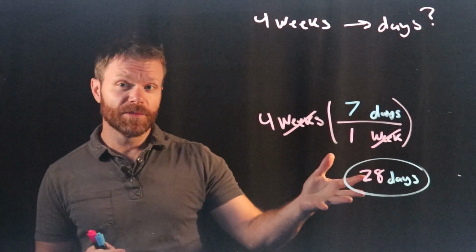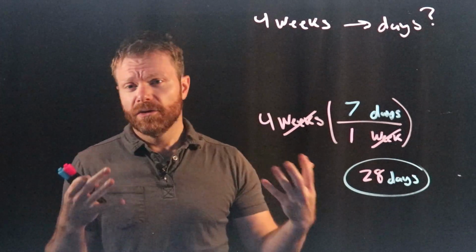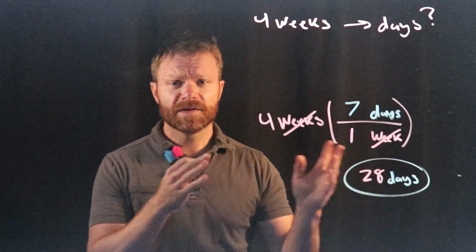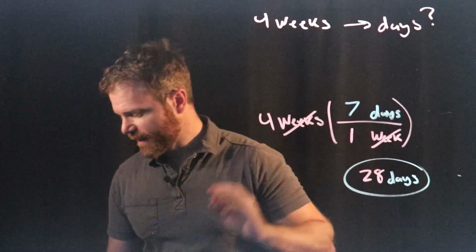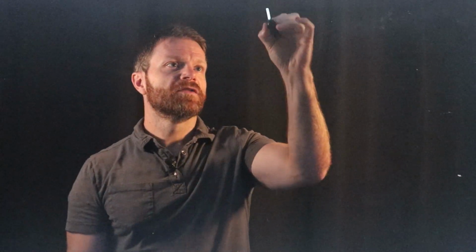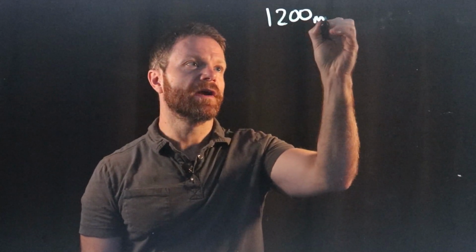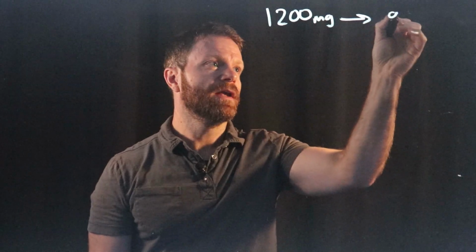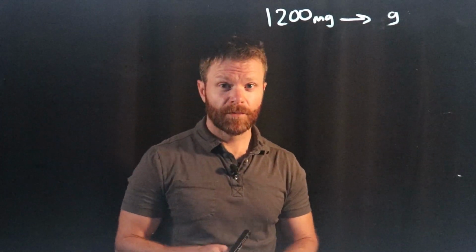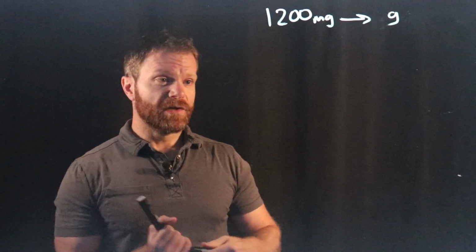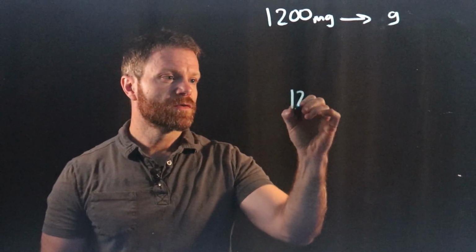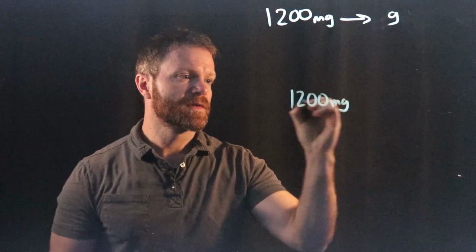Now this was a pretty easy problem. Let's try using SI units, also known as metric units, and see if we can solve a problem using this exact same method. Okay, let's say I have 1200 milligrams, and I want to know how many grams that would be. We solve this problem exactly the way we did the first one. We start by just writing out our starting value, 1200 milligrams.